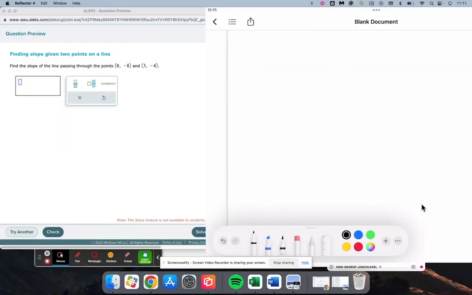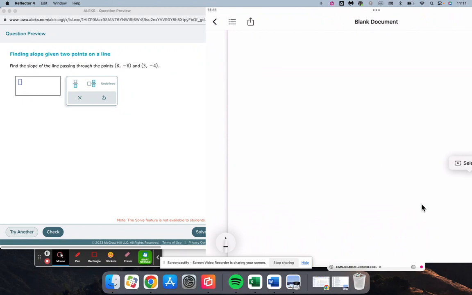Okay, so for finding slope given 2 points, there's a couple ways to do this. One is you could graph it and then count like we did in the last one. The other one is there is a formula for slope called the slope formula. And it looks a little bit frightening, y2 minus y1 over x2 minus x1.